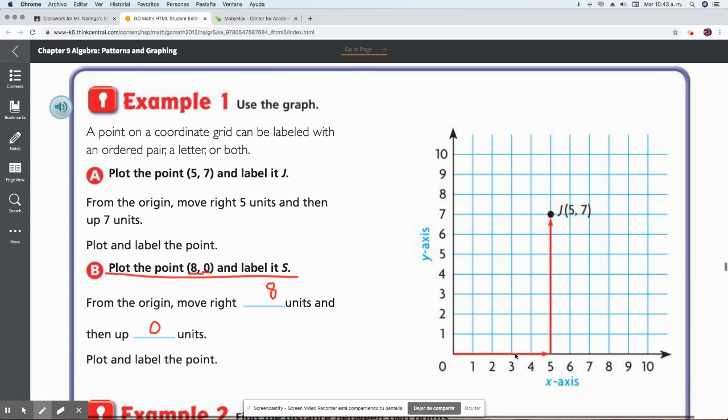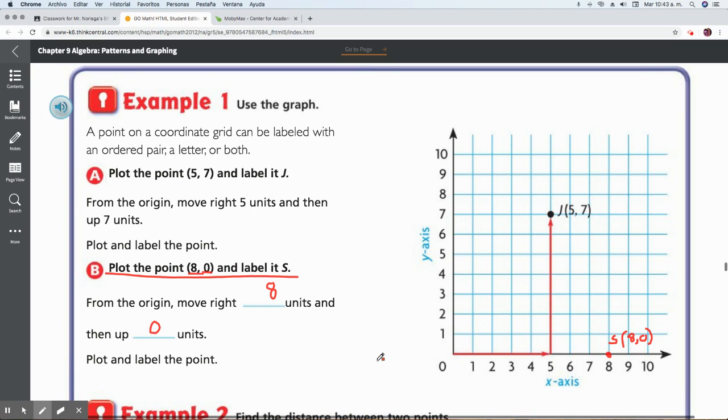Okay, so we're going to move 8 units. 1, 2, 3, 4, 5, 6, 7, 8. Since we're not moving any units up, I'm going to place my point right here, and I'm going to label it S. So this point represents S. My ordered pair is (8, 0), because I didn't go up any units. And that's it. As simple as this. That's it for example number 1.